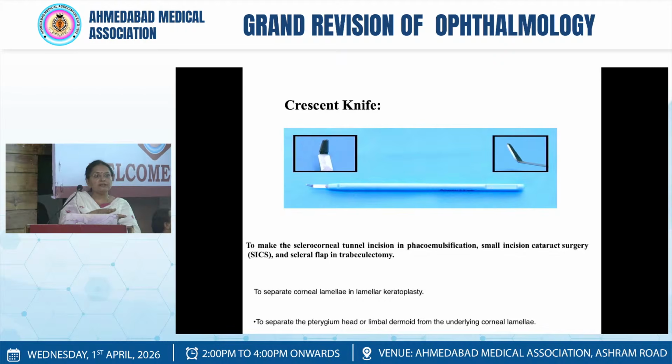And if you are doing trabeculectomy surgery or antiglaucoma surgery also, you have to measure a 4.5 mm triangular or rectangular flap. Then also you have to dissect it.